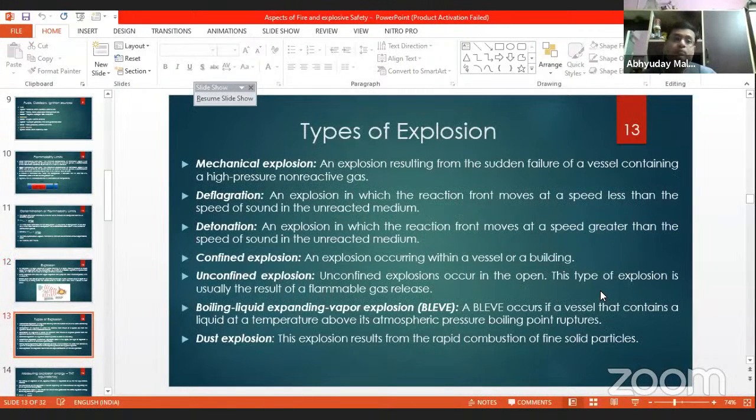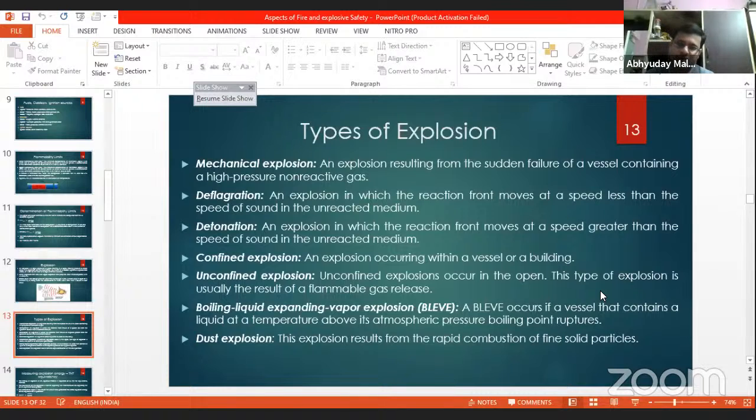Now, there are many types of explosions that are defined in safety engineering. Mechanical explosions are explosions resulting from the sudden failure of a vessel containing a high pressure non-reactive gas. Suppose you have nitrogen gas inside a cylinder at a very high pressure. And suppose the sealing of that cylinder, that is the mechanism which keeps the cylinder sealed, fails, and for some reason or the other, the pressure inside the cylinder starts rising. Then that cylinder, after it reaches the maximum pressure that it can withstand, will burst, and that will be a mechanical explosion.